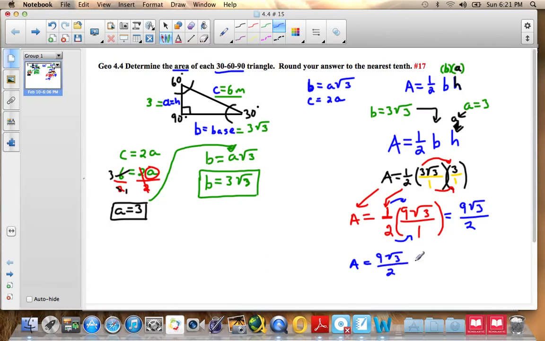Now if I put this into a calculator and I simply take 9 times the square root of 3, and then I hit the equal sign on the calculator, and then I hit divided by 2. So 9 times the square root of 3 divided by 2. I'm going to come up with a decimal of 7.8 centimeters square.